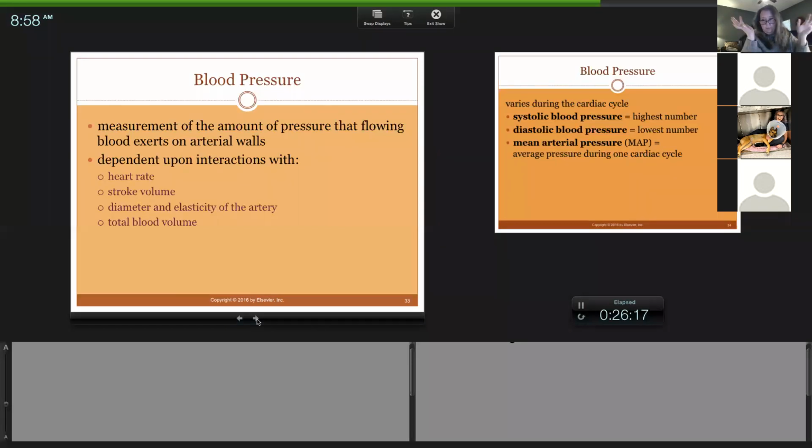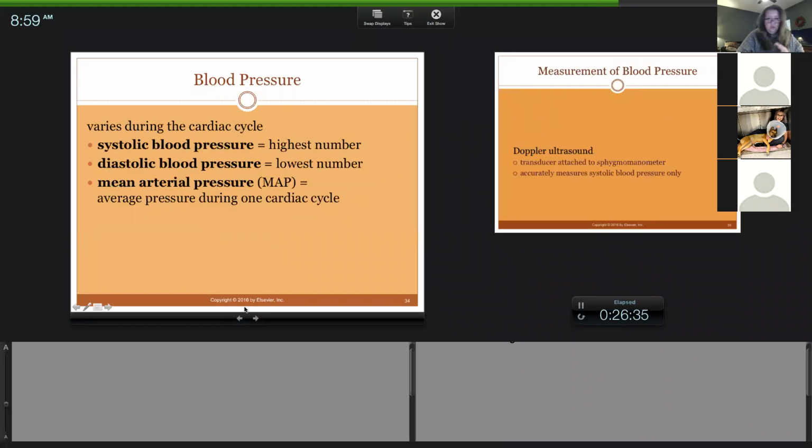Blood pressure is a representation of what is happening in the whole body, primarily from the left side of the heart. We're not concerned with the pressure going to the lungs from the right side. Blood pressure is really a division of systolic pressure, diastolic pressure, and mean. Systolic is always going to be your highest number because that's the pressure during contraction.